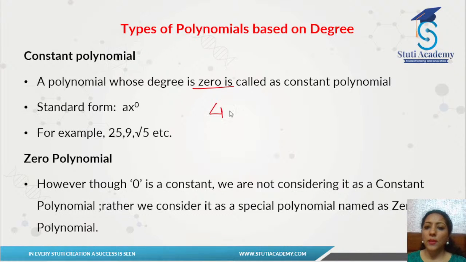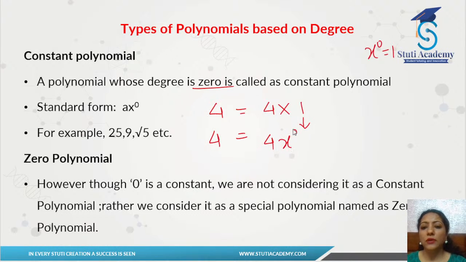Why is the degree 0? I can write 4 as 4 into 1, and I know that any number raised to the power 0 is 1. So x raised to the power 0 is 1. It's an axiom. We've done this in grade 7 and grade 8 also. So I'm going to replace this 1 by x raised to the power 0. So 4 I can write as 4x raised to the power 0. Now I can see that the degree of this polynomial is 0.